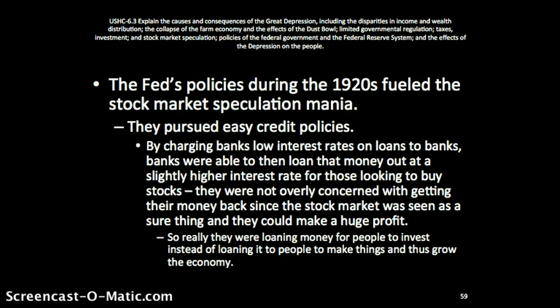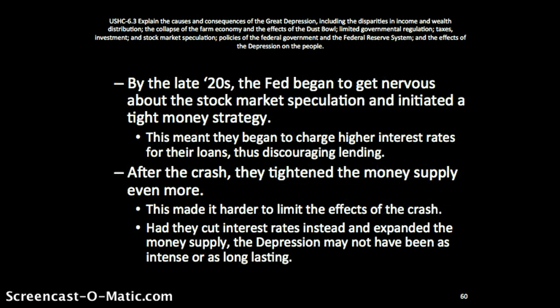In the 1920s, they pursued easy credit policies. They charged banks low interest rates, and as they charged low interest rates, banks were then able to charge lower interest rates to consumers, and so a lot of people were buying. And as more and more people are buying, it's leading to an inflated economy. And they're not necessarily concerned about getting their money back since the stock market was seen as a sure thing, and they can make a huge profit. So really, loaning money for people to invest instead of loaning to people to make things and thus grow the economy.